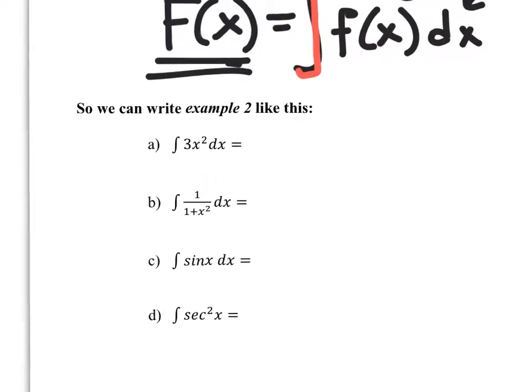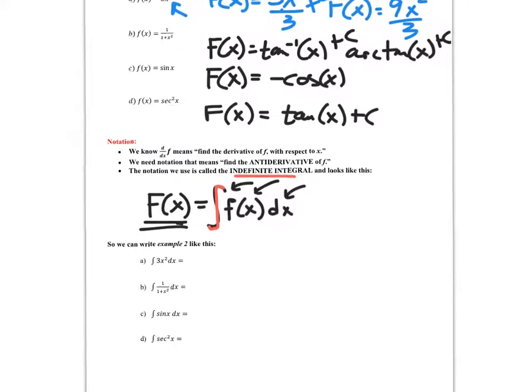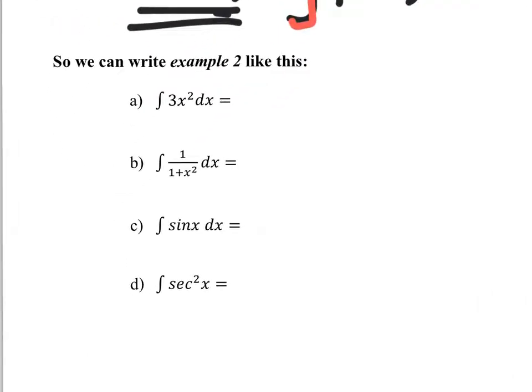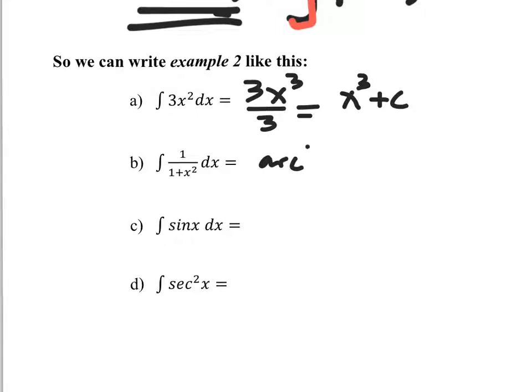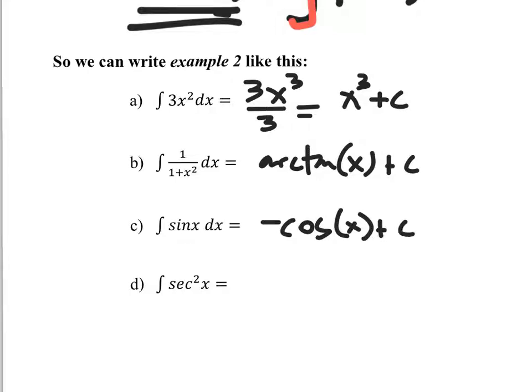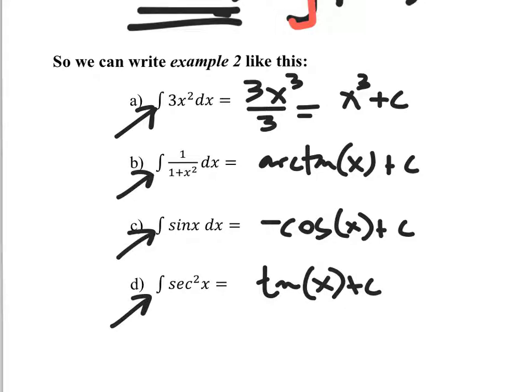So we can write example 2, which we just did above, a, b, c, and d. We could write each of these like this. So like I said, what would this be? X to the third, 3x to the third over 3, right? Or we could just write that as x cubed plus c. This was arctangent of x plus c. This was negative cosine of x plus c, and this one was tangent of x plus c. All right, this notation is what this is all about. This tells you to find the antiderivative, oh, we forgot a dx there, of each of those functions.